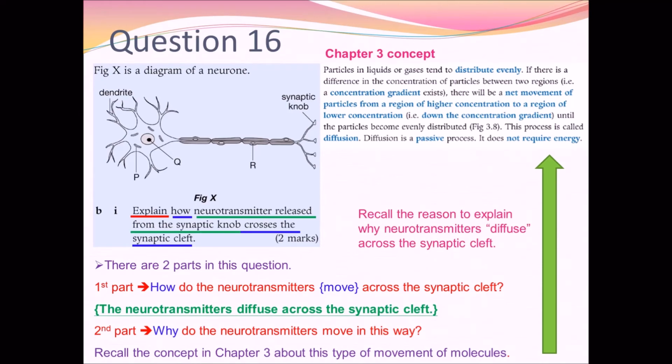Also, as what you see, it is talking about diffusion. So in this paragraph I also extract the main idea of diffusion, to explain why the neurotransmitters diffuse across the synaptic cleft. So what you need to recall is: what specific situation is needed for diffusion to happen?